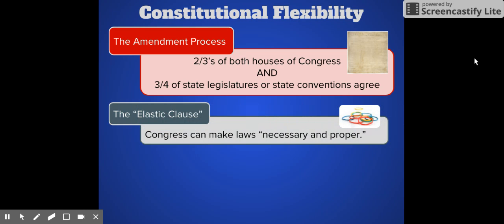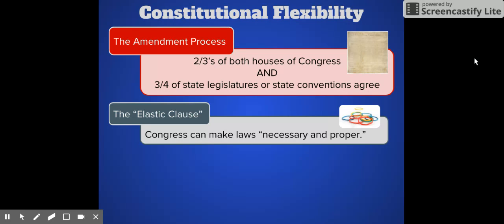Second is far more informal. In Clause 18 in Article 1 of the Constitution, it states that Congress can make laws necessary and proper. This little clause, this little chunk of words, we call the elastic clause. It's that idea that Congress is going to make laws that match the times. For example, in recent years, a number of laws have been made dealing with our use of technology and social media, trying to protect people from things like cyberbullying and online scams.